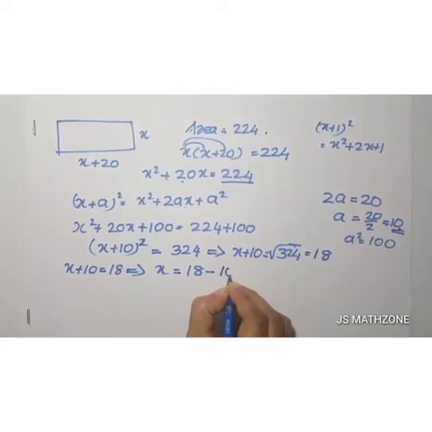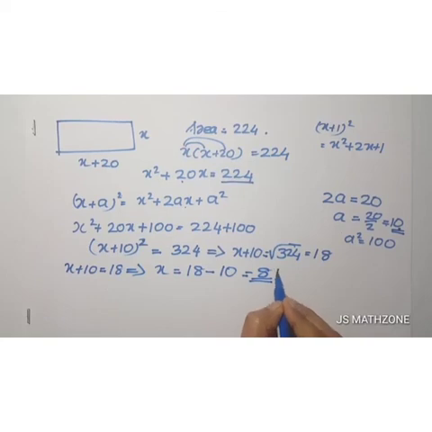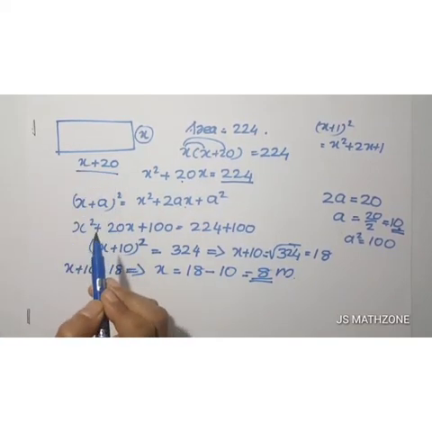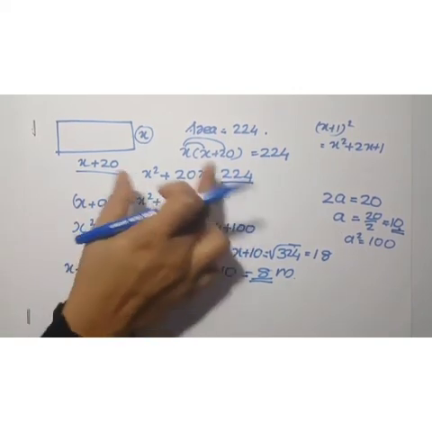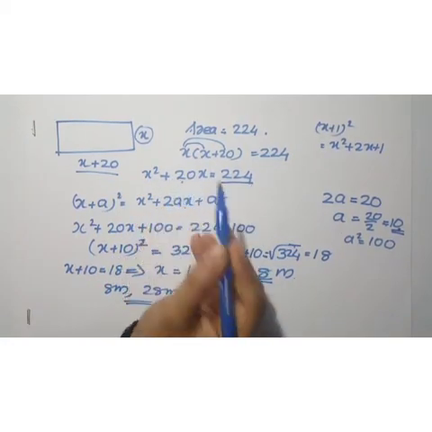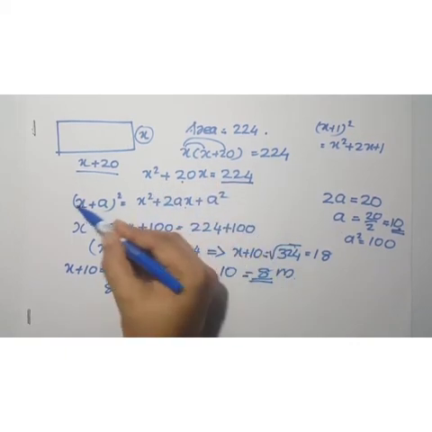Therefore, one side of the rectangle is 8 meters and the other side is 8 plus 20, 28 meters. This is your answer. These are very important questions. We are solving this type of question using the square completion method, or completing the square method. What is completing the square method? If our expression is not square completed, we add the square of half the number with x on the left and right and complete the square of that term. After that we find the value of x. This completing the square method is very important.